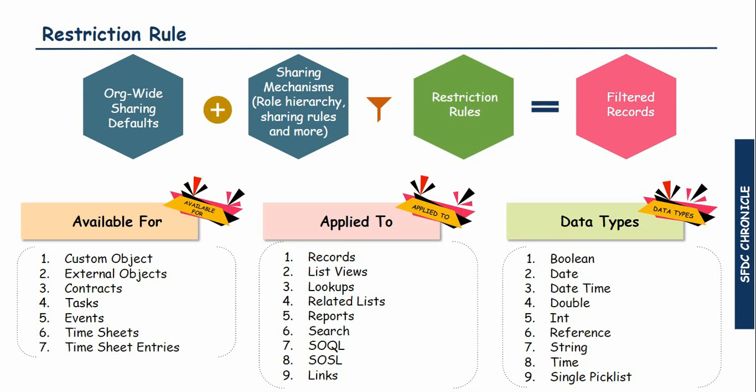So that is all about the theoretical part: what a restriction rule is, for which objects it is available, and where it will apply. I have also listed the data types you can see in the slide as well. Now let's jump into our demo part. Let's see in action how a restriction rule actually works.